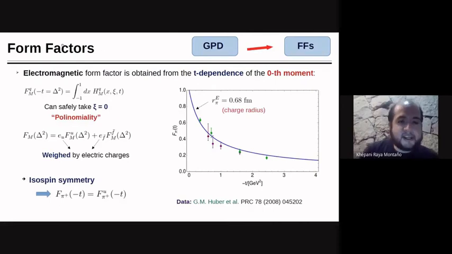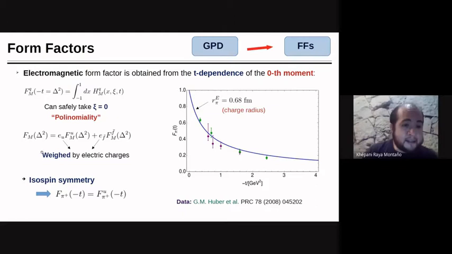The form factors. The electromagnetic form factor is basically the dependence on the momentum transfer, the t variable, of the zero moment. This is the definition, and because of the polynomiality properties of the GPD, we can safely take the skewness variable to 0. So our DGLAP GPD is enough.